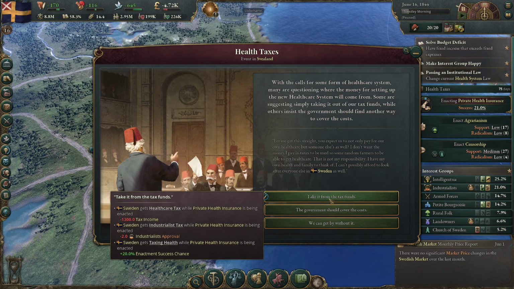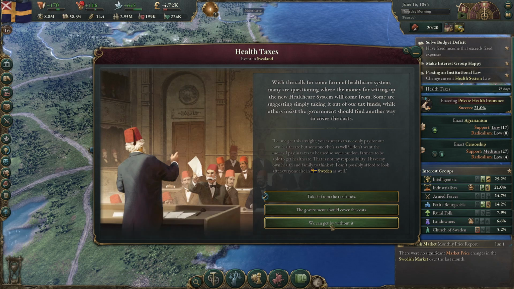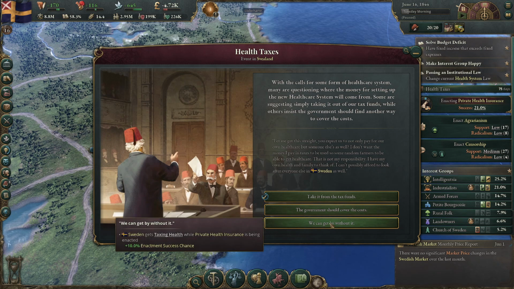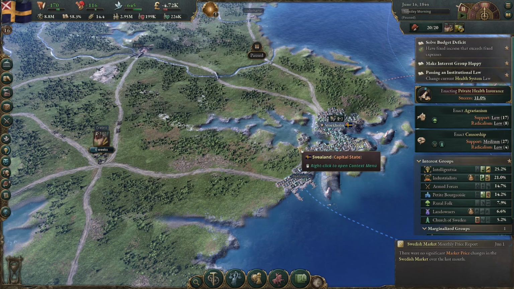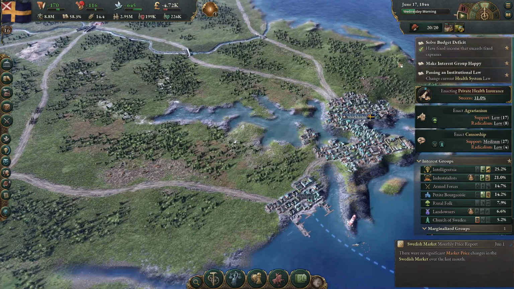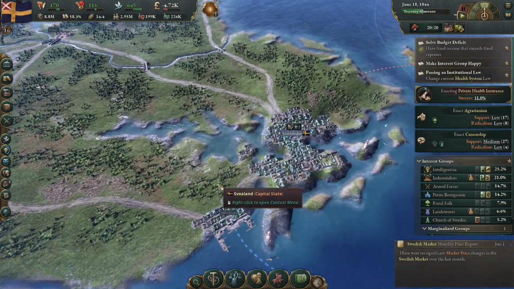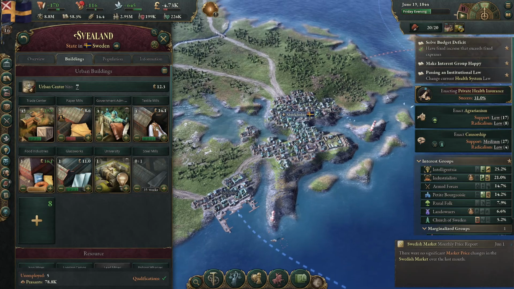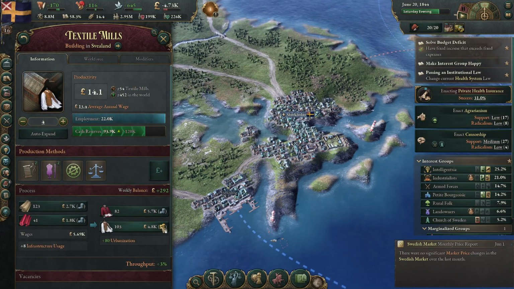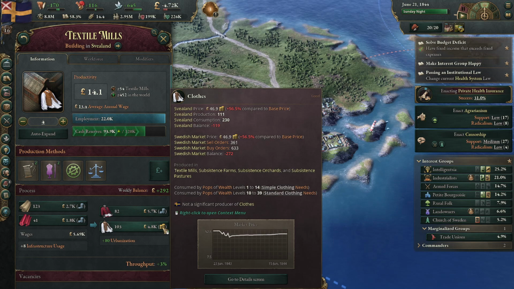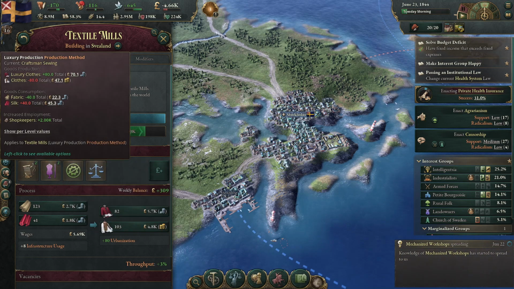Private insurance enacted, minus 1,300 in tax income. That sounds expensive. 2,600. Sweden gets tax health. I think we're going to go. We can get by without it. It's probably going to bounce back on me big time. But right, what was it we were looking at? Is clothing. Still not producing enough clothing at the moment.